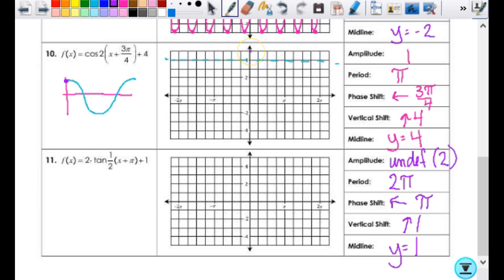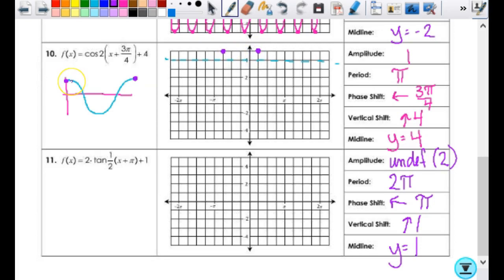But then I have a phase shift. I'm supposed to go to the left 3 pi fourths. Here is 3 pi fourths. Okay, because this is pi halves, so pi fourths. Every step is pi fourths. The period is pi. So from the beginning to the end of one cycle is pi. So that's 4 pi fourths. So 1, 2, 3, 4 pi fourths is pi.